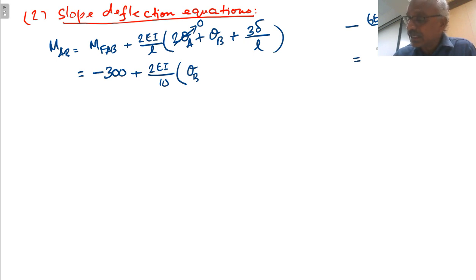So this can be split as 2EI by L into 3 delta by L, 2EI by L minus 3 delta by L. Therefore, now here the value is 6EI by L square, or you can better simplify it: 2EI by L, which we have taken outside, into 3 delta by L.